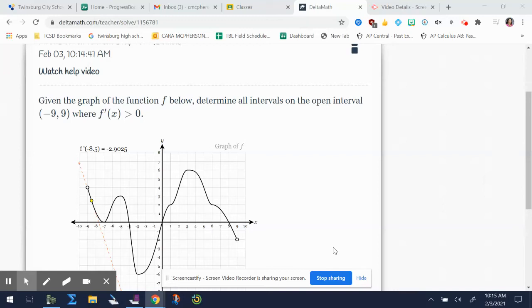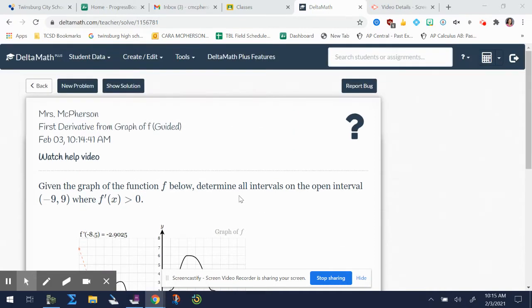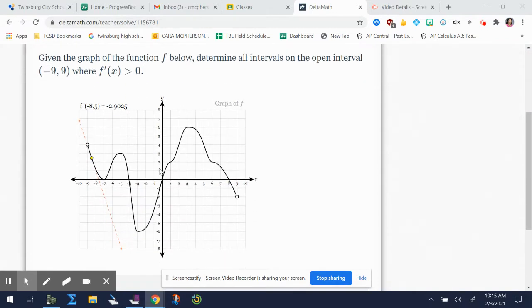So we're going to continue in this section. This section is 3.3, if I haven't mentioned that yet. It is really looking at an analysis of your function and what we know about the first derivative. So I have this section in Delta Math that you're going to do some problems. It's called First Derivative from a Graph Guided. And what's guided is you're allowed to manipulate it a little bit, which is nice.